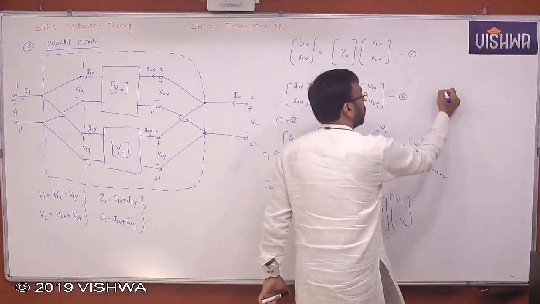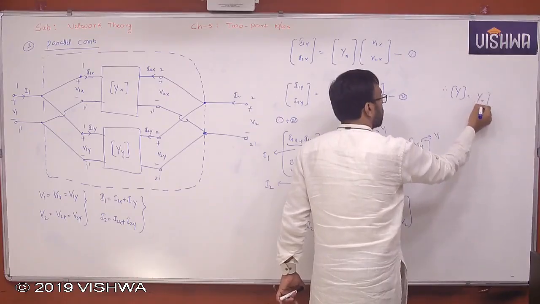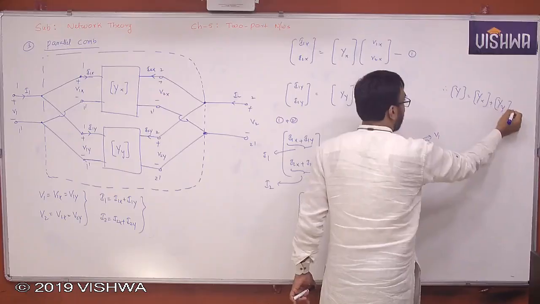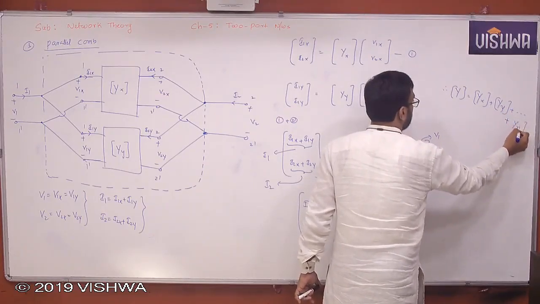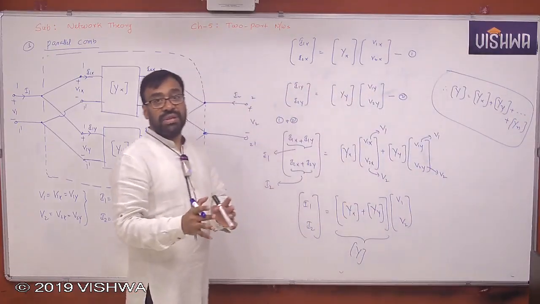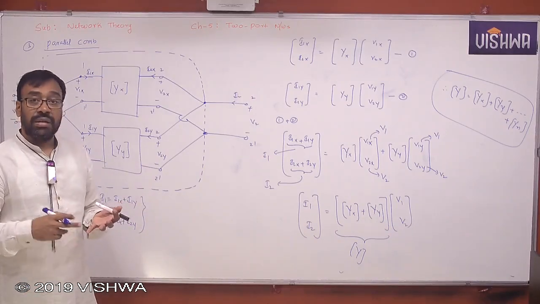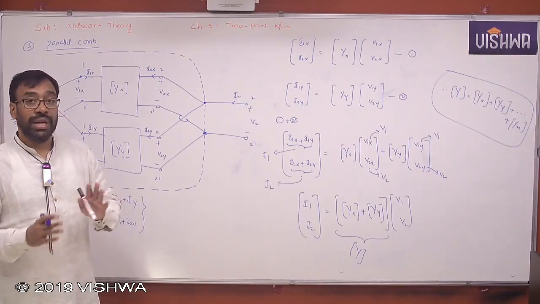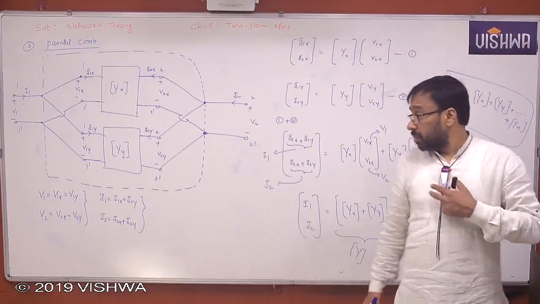Therefore, the overall y matrix is equal to the sum of individual y matrices. So, except for cascade combination, you will always get addition of individual matrices to get the resulting matrix, whether it is hybrid, parallel or series. Only in cascade combination you will get the product of individual transmission matrices, right? So please note down quickly here.